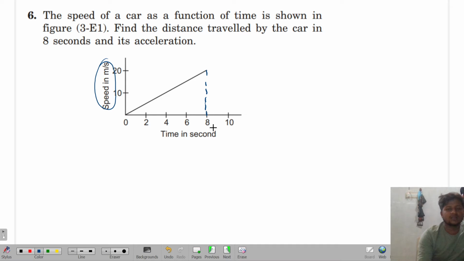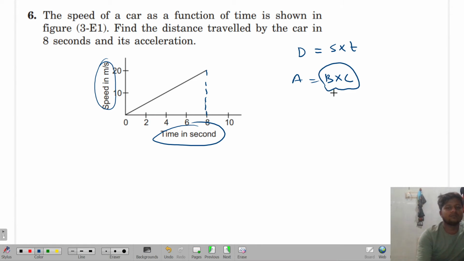Speed and time are given. Distance, you know, is speed into time. So you know that if A can be written as B into C, then if I draw the graph of B versus C, the area under the graph of B and C is going to give you the value of A. Yes or no? You are aware of this.